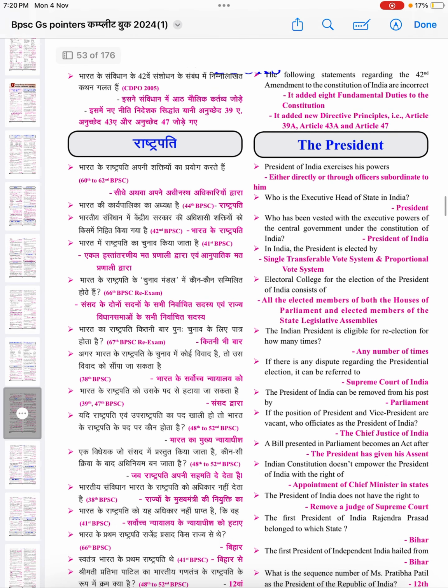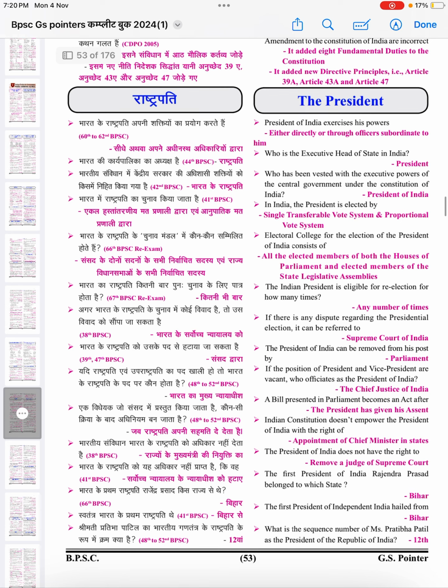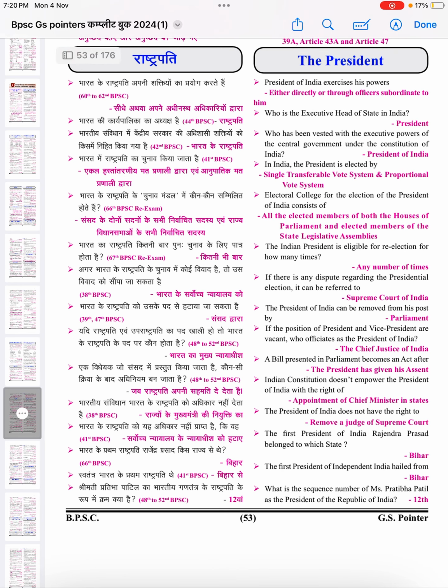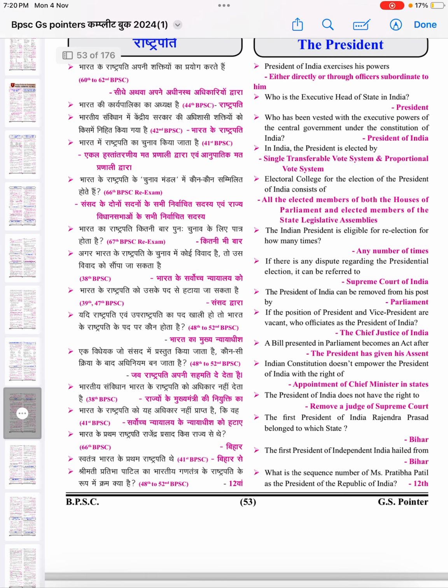The President of India exercises his power either directly or through officers subordinate to him. Who is the executive head of the state? President. Who has been vested with the executive powers of the central government under the Constitution of India? President of India. In India, the President is elected by the single transferable vote system and proportional representation system.